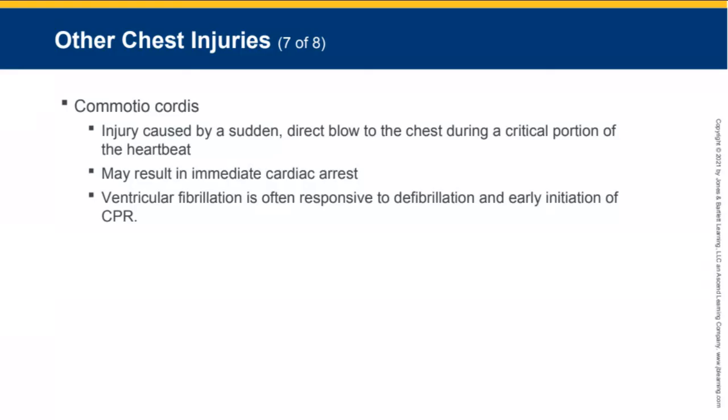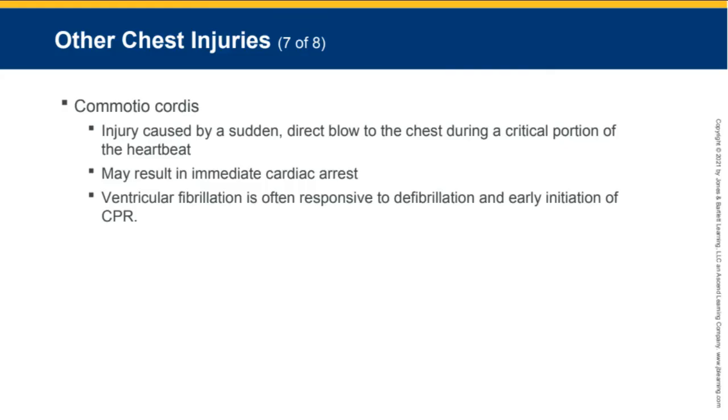So the person gets hit very hard in the chest, and that force is transferred to the heart at a point when the ventricle is about to expand and fill with blood. And when that happens, it disrupts the electrical network within the heart, and the patient immediately collapses and goes into cardiac arrest. And usually at that point, they are in ventricular fibrillation, which responds very well to early defibrillation, early CPR. So that is what commotio cordis is.